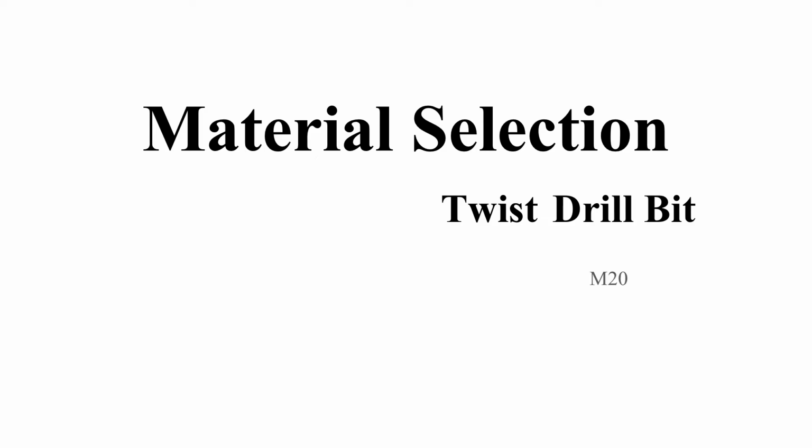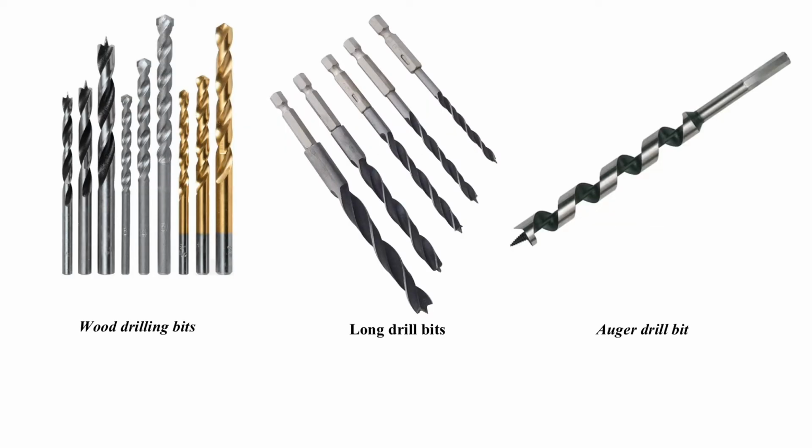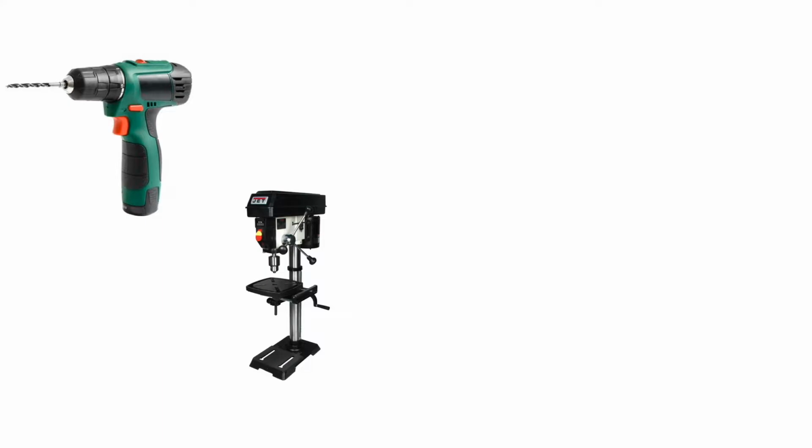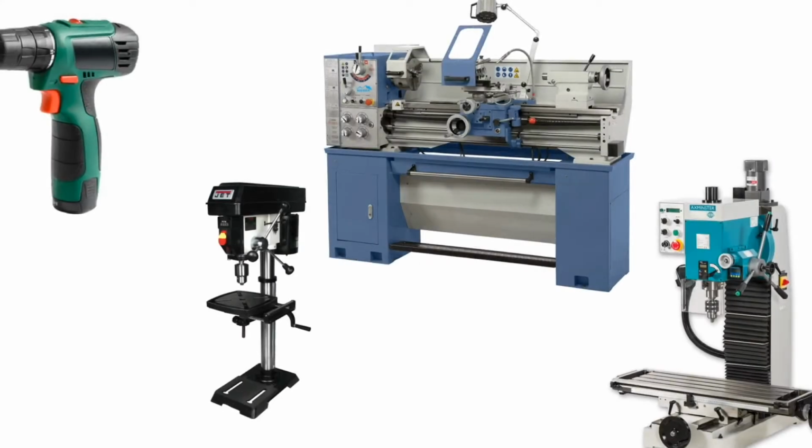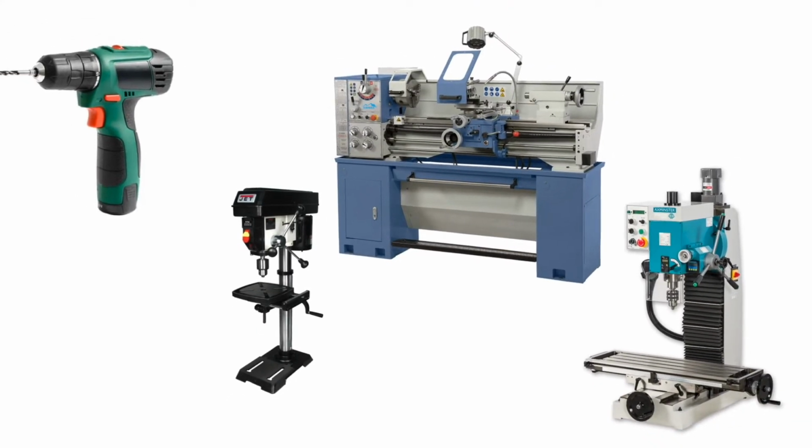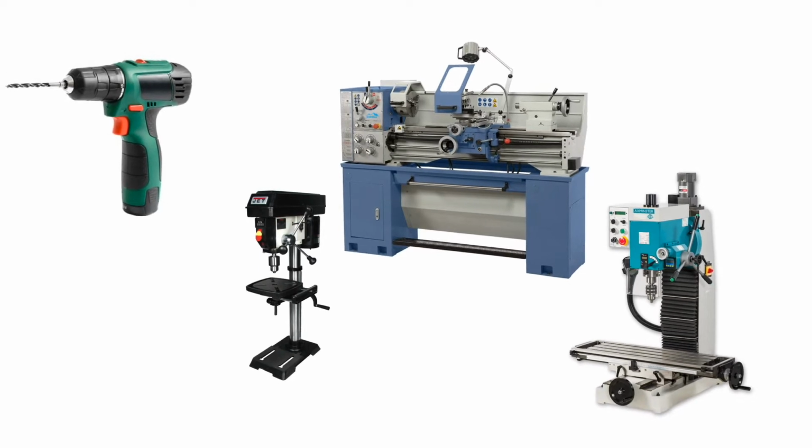Hello viewers, we are Group M20 and we have been tasked with determining a suitable material to manufacture and process a drill bit. A drill bit is a tool to remove material, typically metal, plastic, or wood, from a part. Drill bits are commonly used by a hand drill, drill press, turning on a lathe, and milling. Current standard drill bits are made of high-speed steel, cobalt steels, and ceramic carbide.